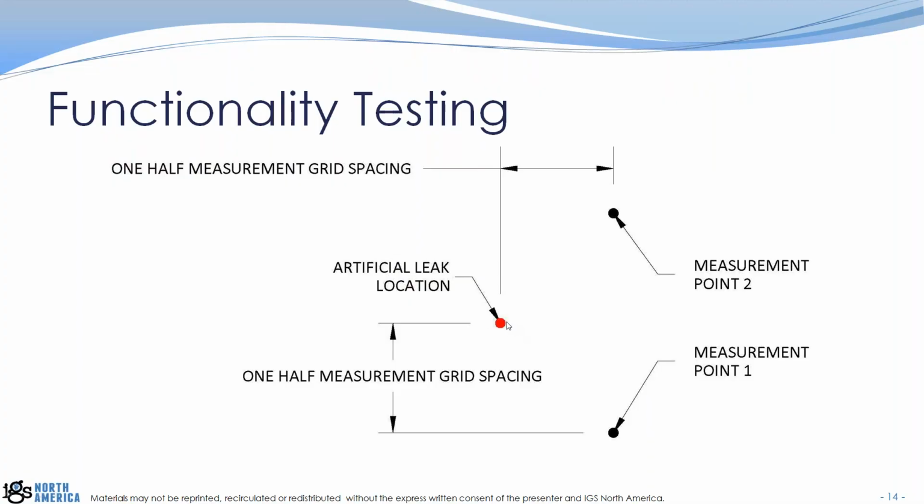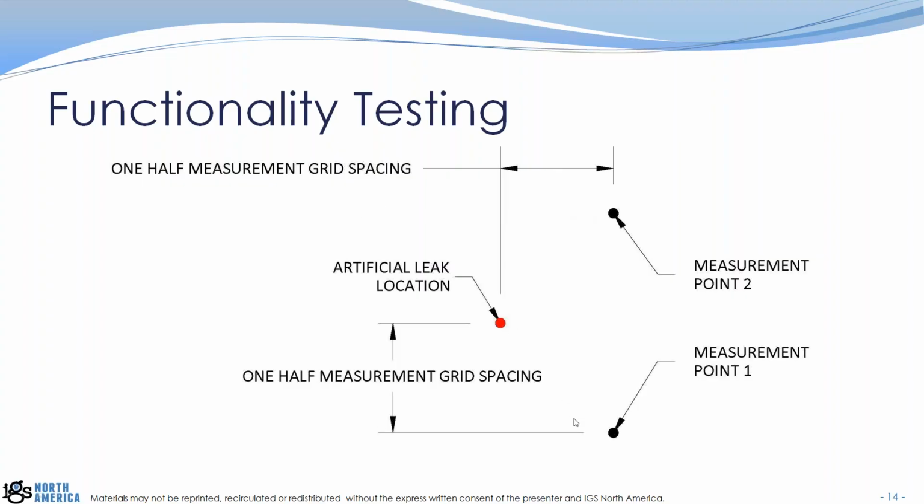So this is the functionality figure as part of the ASTM. We have an artificial leak placed on top of the geomembrane and covered. And then we have our proposed grid spacing for our electrical measurements. And so we have one measurement point right at the artificial leak, and we have measurement point 1 and 2 at the worst case scenario. So the measurement grid for our test is going to straddle this artificial leak.